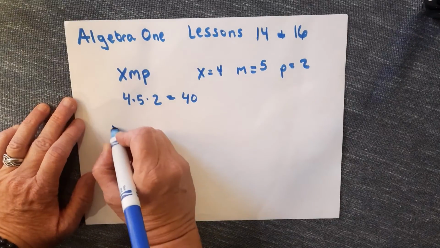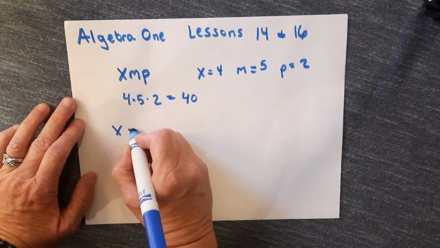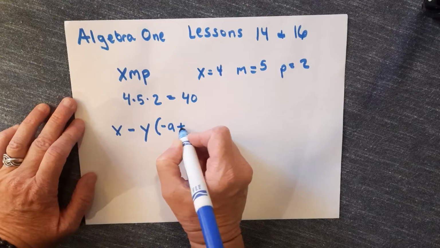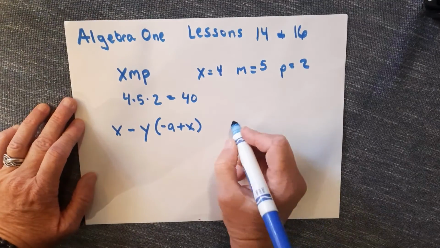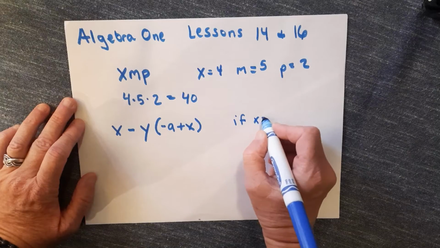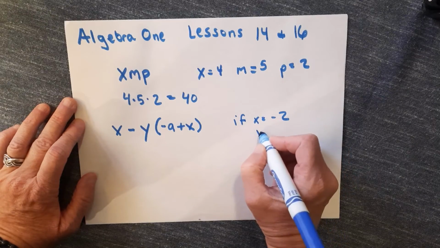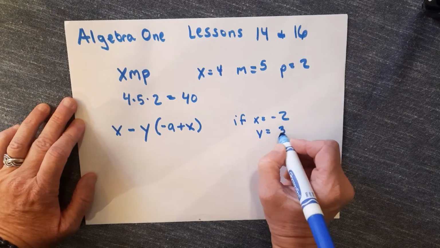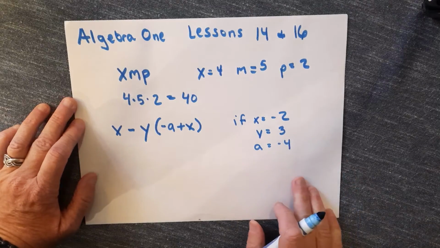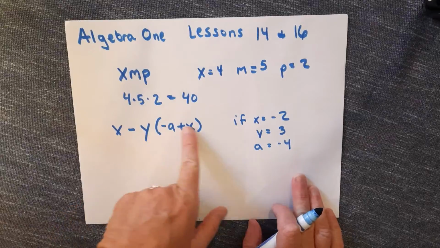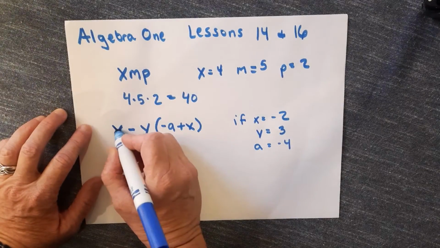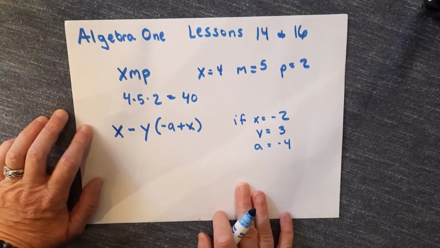So let's say we have x minus y times negative a plus x, and we're going to tell you that x equals negative 2, and y equals 3, and a equals negative 4. When you get into expressions that are a little bit more complicated, there's something that you can do to keep your numbers straight. And here's what I want you to do.